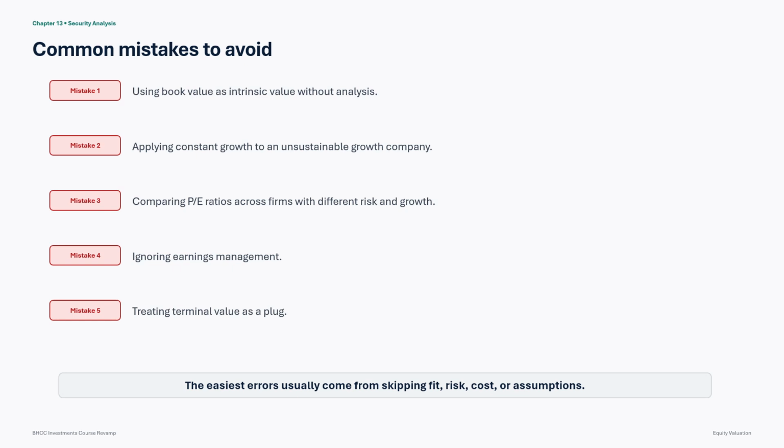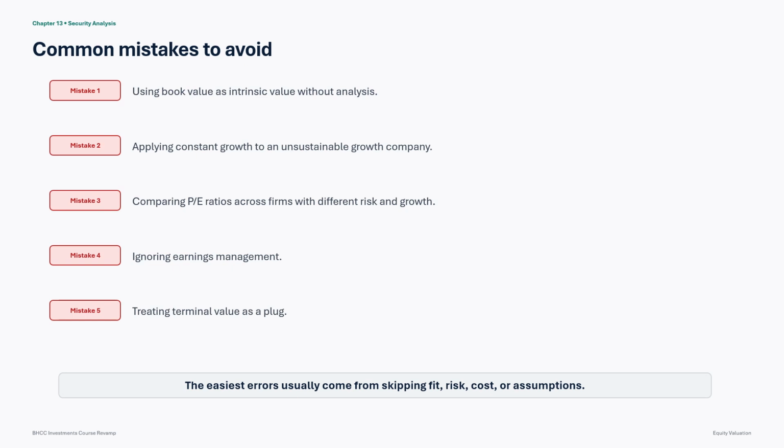Mistake 4 is ignoring earnings management. Accounting earnings can be affected by estimates, accruals, capitalization policy, restructuring charges, stock compensation, and one-time items. Analysts should reconcile earnings with cash flow and study whether adjustments improve understanding or simply improve the story.